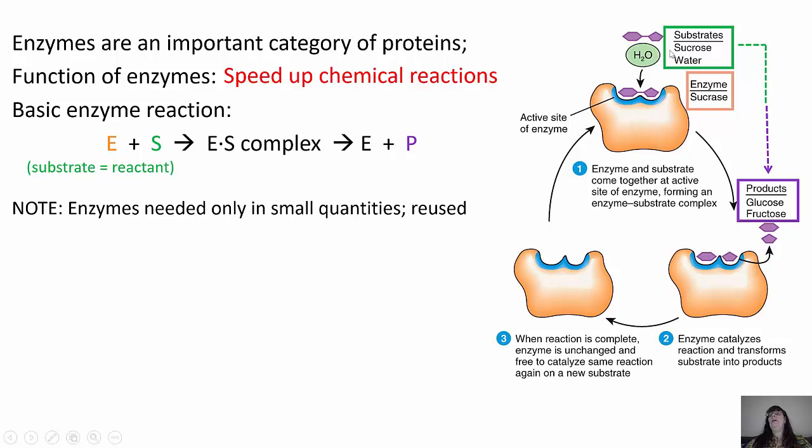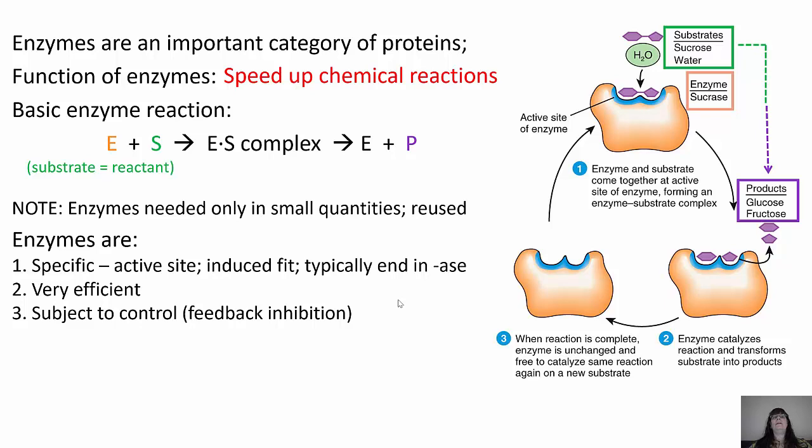Now notice in this one, sucrose and water are the substrates. The enzyme is sucrase, ASE, it ends in ASE. The products are going to be glucose and fructose because we're breaking down sucrose. And then the enzyme is going to go on, and this will continue until the enzyme is no longer needed. So we only need to make enzymes in small amounts because they can be reused, which is a good thing.